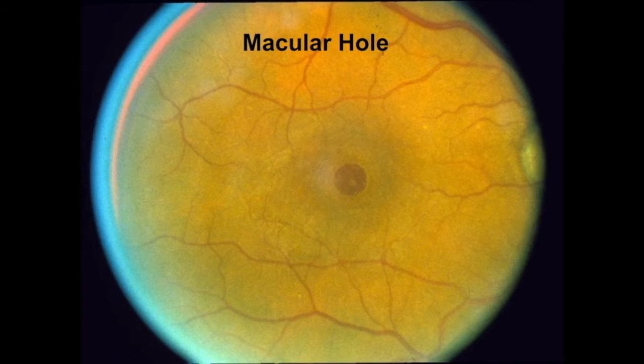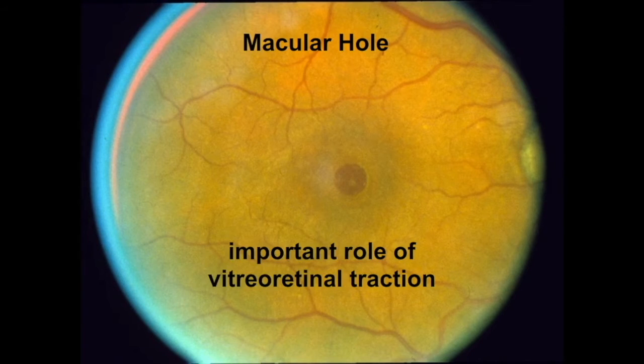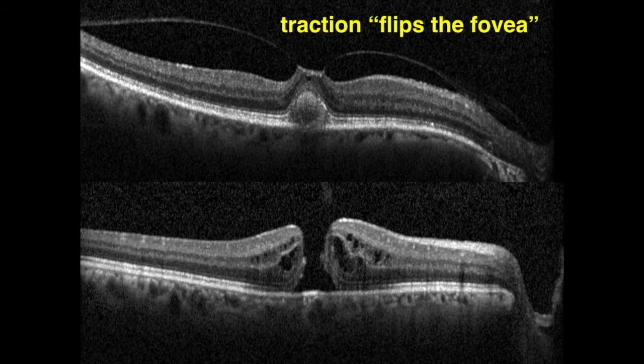Macular holes. I'm totally amazed with macular holes that they can be treated. We now know that vitreoretinal traction plays an important role in the pathogenesis of macular holes. Vitreoretinal traction of the cortical vitreous sort of inverts, flips the fovea, and this leads to the degeneration of the retina, cystoid edema, and hole formation.